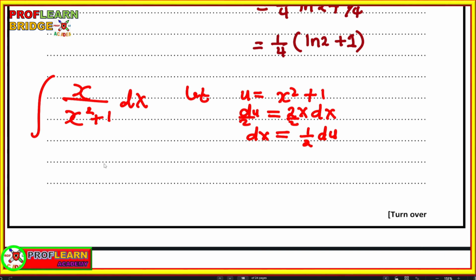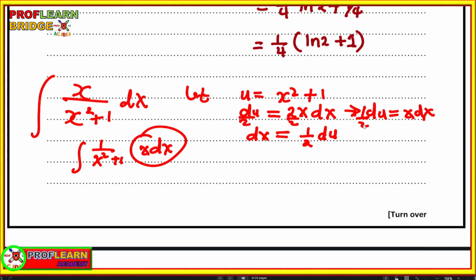So this is u, so that we can now say this can be written as 1 over x squared plus 1 x dx. So you can see this expression that we got here, 1 over 2 du equals to x dx. So where we have x dx, we're going to replace with 1 over 2 du, which means that this is integral of 1 over u, 1 over 2 du, because x dx is 1 over 2 du.